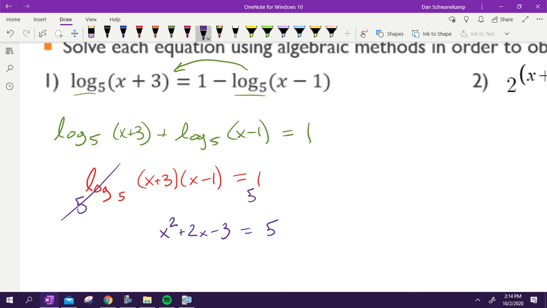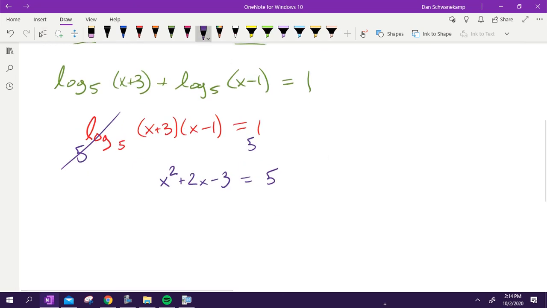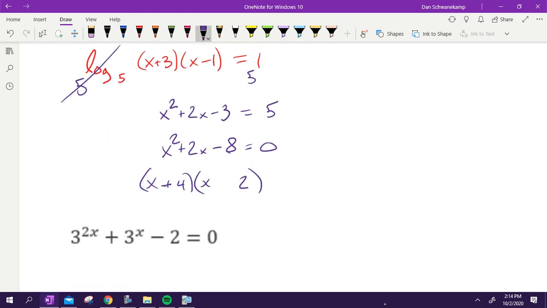So if it's a quadratic, I want it to be all equal to 0. So I'm going to subtract that 5 over. Then I'm going to factor. Two numbers that multiply to get me negative 8. Let's go 4 and 2. And they add to get positive 2. So positive 4 and negative 2. So x is negative 4 and x is a positive 2.